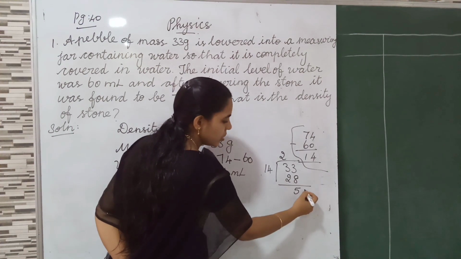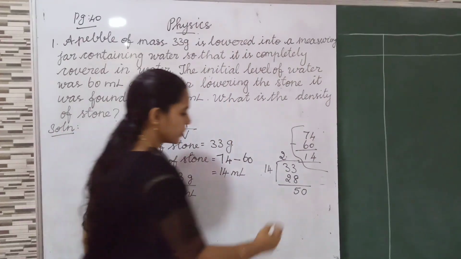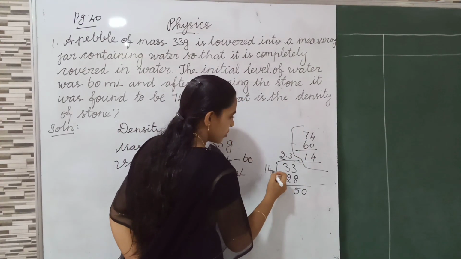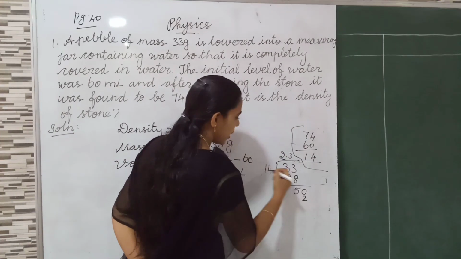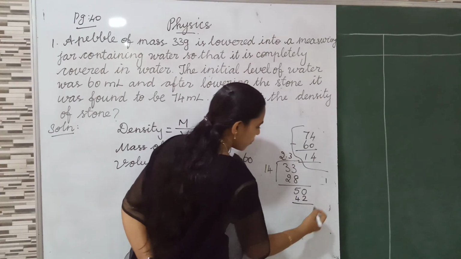Okay, so we have to write 0 here, here decimal. Okay, then 50 now. So here 3. 3 4s are 12. 1 balance, 1 3 is 3. 3 plus 1, 4. 42.